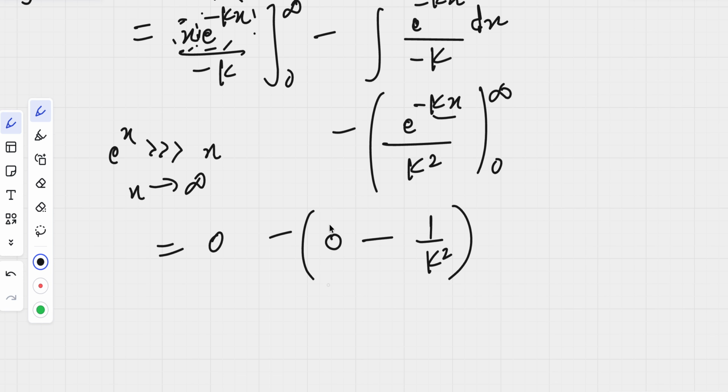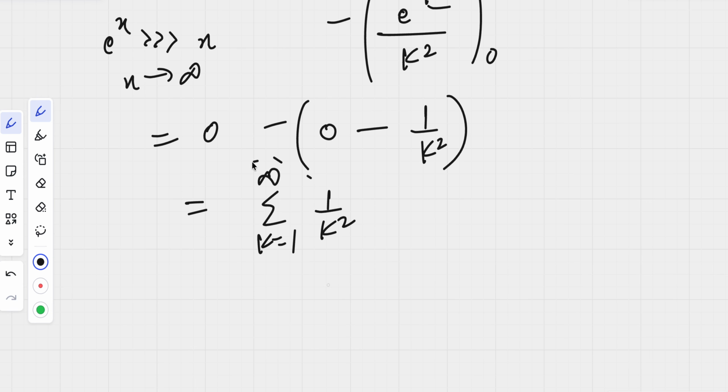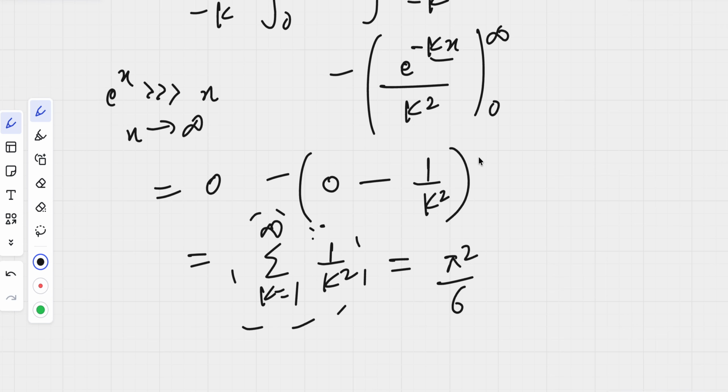Perfect. So you're left with sigma k from 1 to infinity, and then it's 1 by k square. And this is quite a well-known Basel problem, right? So this actually is equal to pi square by 6, which is the answer of this question. Yeah.